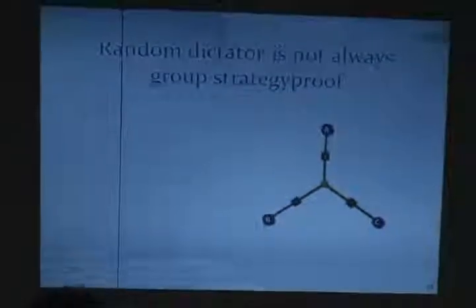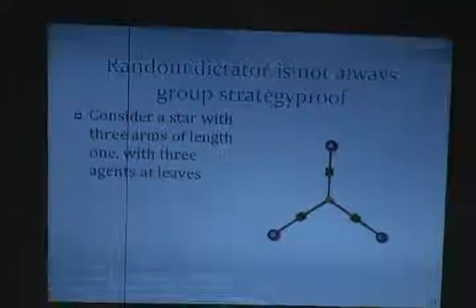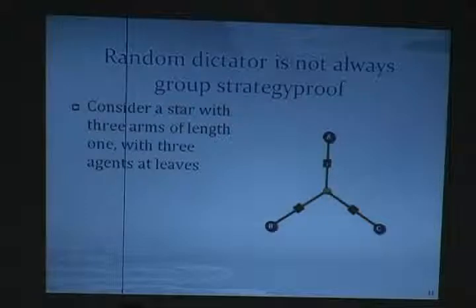So this is a specific graph. That's basically a star with 3 arms of length 1. And we have 3 agents located at the leaves of this tree, okay, at the leaves of the star. Now, the random dictator mechanism is going to choose each one of the agents with probability 1/3. Right? We're choosing each one of the ideal locations with probability 1 over n. We have 3 agents, 1/3.